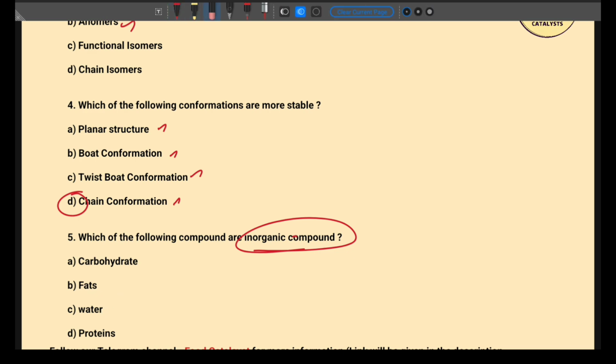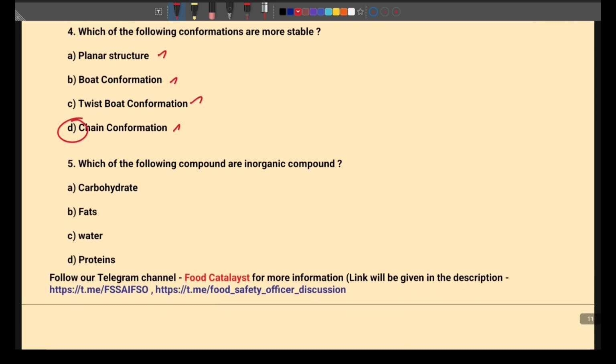No, water is actually an inorganic compound because it has no C present in it. There is no carbon in water, but in fat it is present, in carbohydrate it is present, in proteins it is present, but in water it is not there. So that's why water is an inorganic compound. So this is a really important question asked in the previous year FSO paper. So make sure to understand the concept of organic and inorganic. So that's it. Here we are concluding the session.